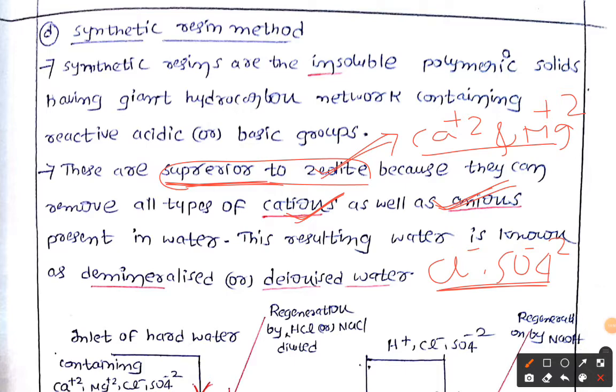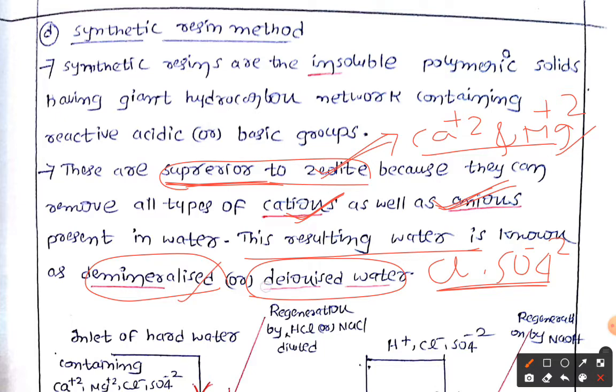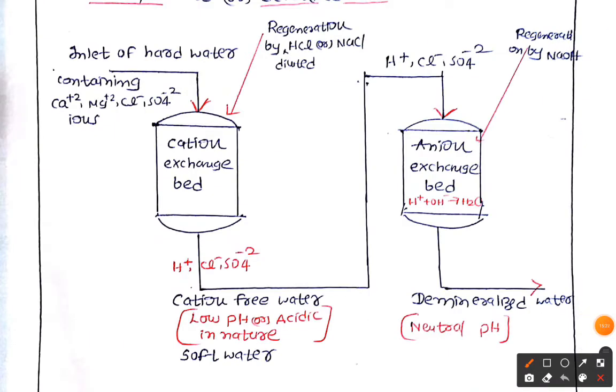Because of this, the resulting water is called demineralized or deionized water. If you remove only cations, that is called soft water. But if you remove both cations and anions, that is called demineralized or deionized water. So how does it work?